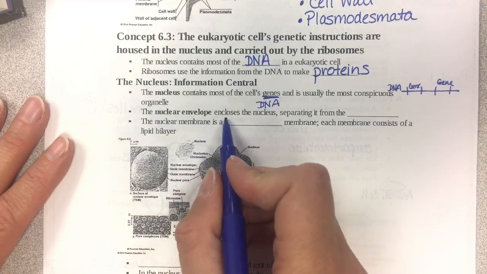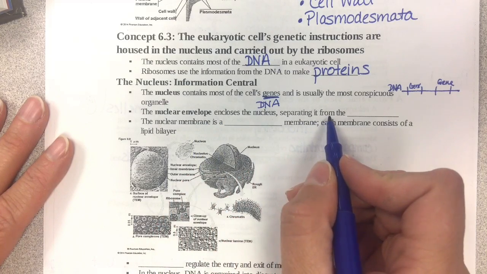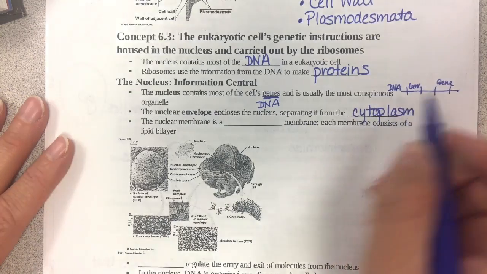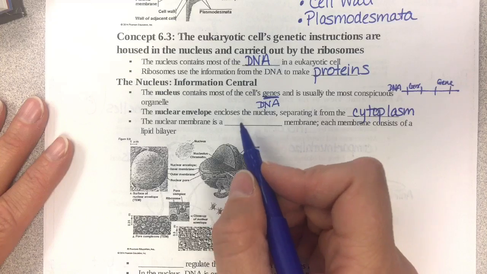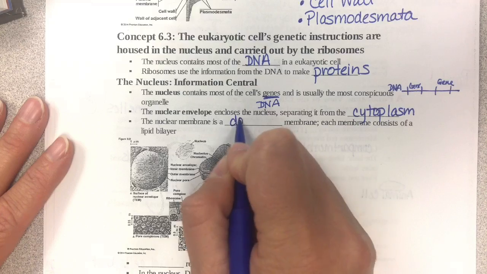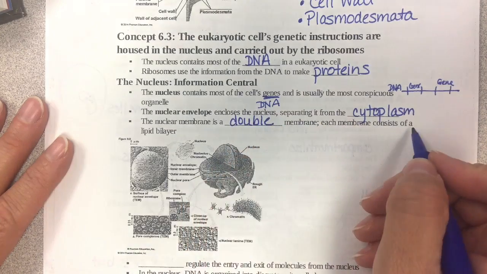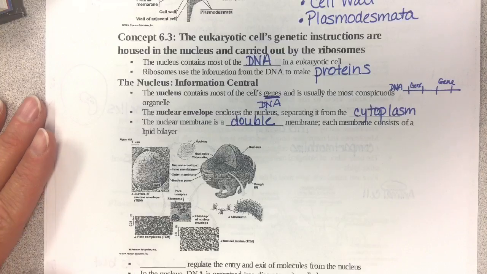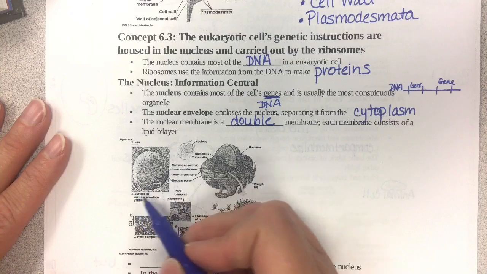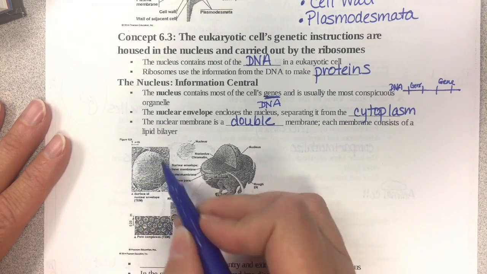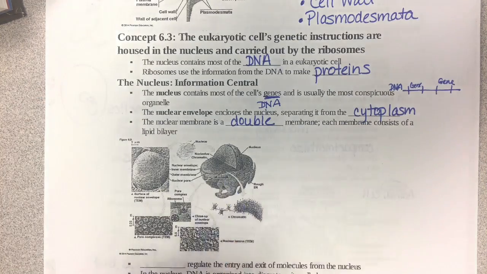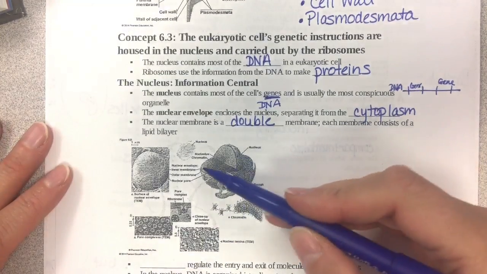The nuclear envelope encloses the nucleus, separating it from the cytoplasm. So that's how it's compartmentalized, it has this envelope, they call it. And we're going to see it's a double membrane. So the nuclear envelope is actually a double membrane, each membrane consisting of a lipid bilayer. This picture here is a transmission electron microscope picture of the nucleus. What they did is they enlarged it and made a computer-generated picture of it, and they cut out a cross-section.